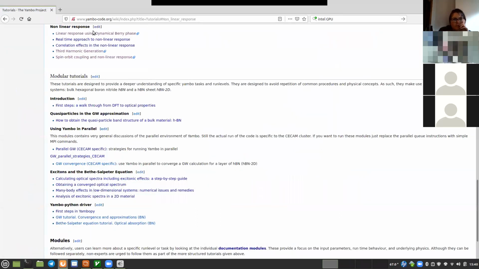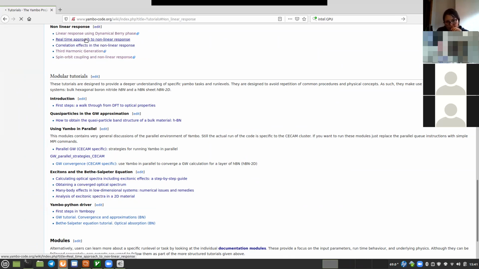On the wiki, you will find a number of nonlinear tutorials: how to get a linear response, how to include correlation effects, how to calculate third harmonic generation, and also how to include spin-orbit, which is already included also in the nonlinear response, even if I think we never used it.